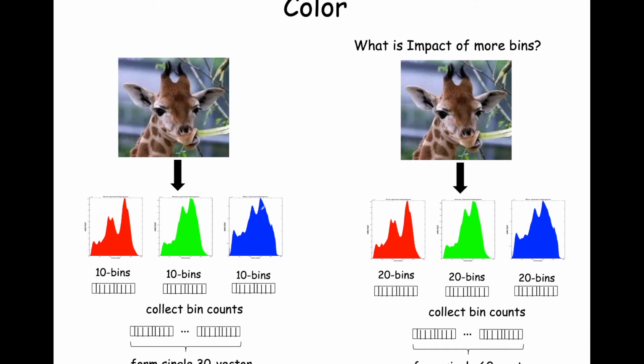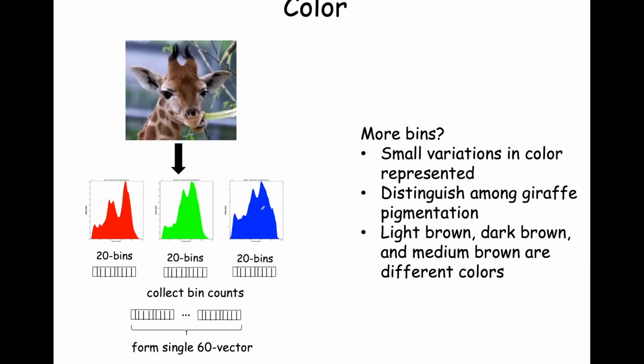Now, one of the things you might ask is, what if you didn't use 10 bins? What if you increased the number of bins? What happens? In this particular example, I've increased the number of bins from 10 to 20, so I've doubled the number of bins. What happens to the representation if you collect this? You have 20 bins contributed by each of the red, green, and blue for a total of a 60-vector. So the color component for this image is no longer the 30-vector we had before, assuming 10 bins per color channel. Now we have a 60-vector. We've increased the dimensionality of the color description.